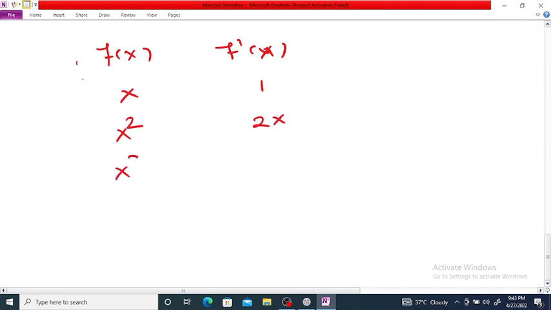Similarly, if it is x cube, then the derivative is equal to thrice x square. That is, if it is x raised to n, then its derivative is equal to n x raised to n minus 1.